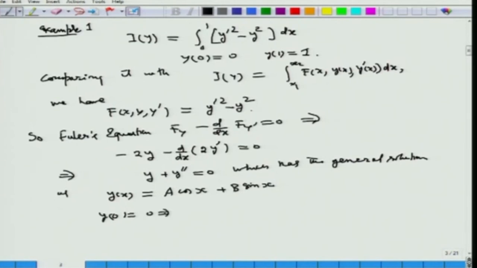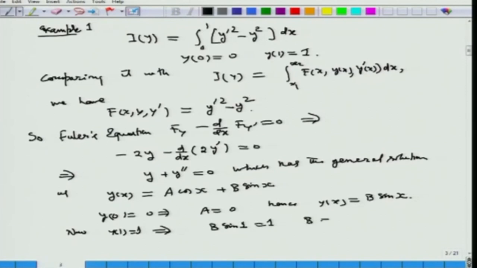So, y(0) equal to 0 implies a equal to 0. Hence y(x) is b sin x. Now, y(1) equal to 1 implies that b sin 1 equal to 1, and therefore b equal to 1 over sin 1, and thus y(x) is actually sin x over sin 1. So, that is how we obtain it.